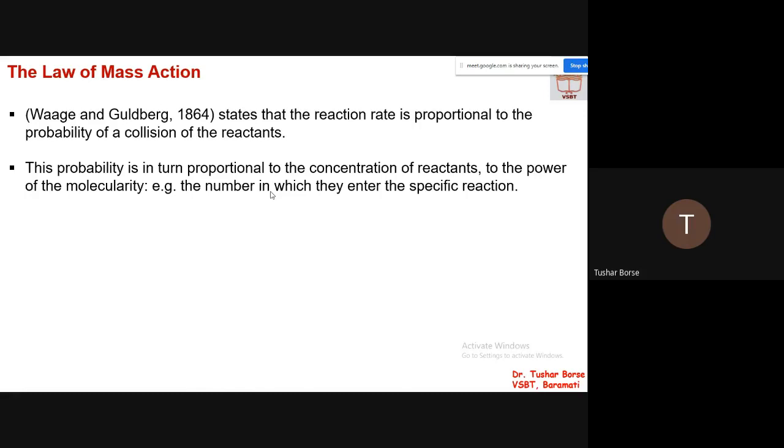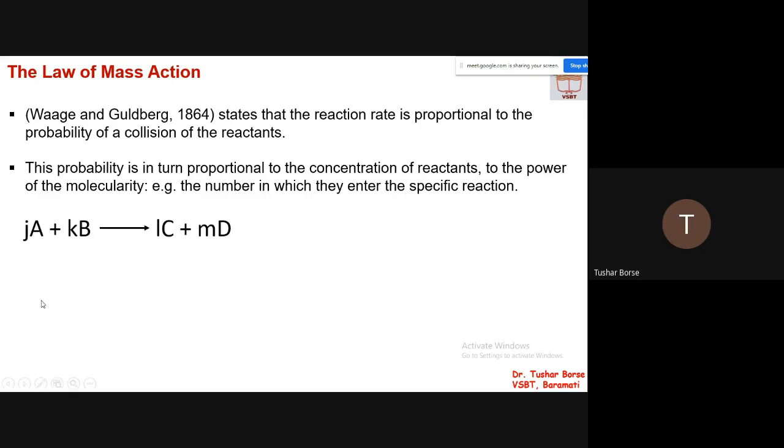So the reaction rate is proportional to what? The probability of a collision of the reactants. And this probability in turn is going to depend upon the concentration. But practically the concentration cannot be calculated, so we usually talk in terms of molecularity, that is, how many molecules are present. Fine. So how many molecules are actually taking part in the reaction is going to decide the rate of the reaction.